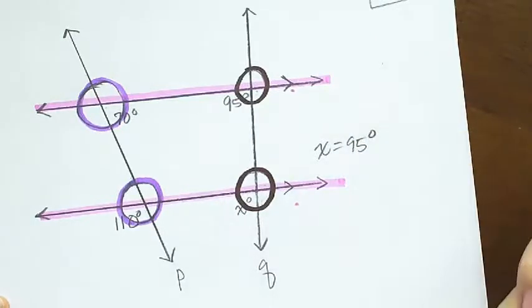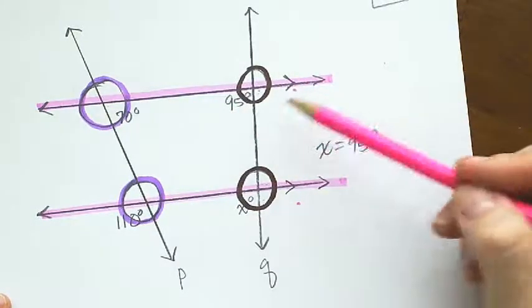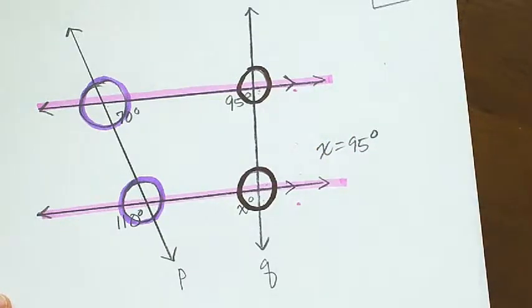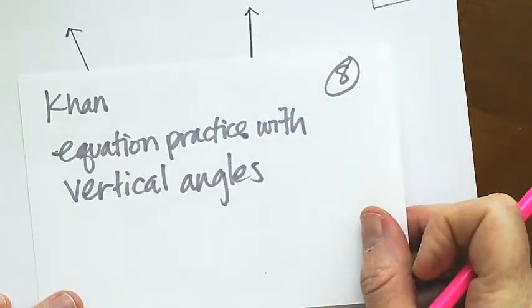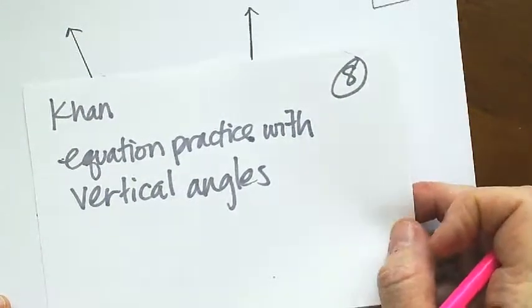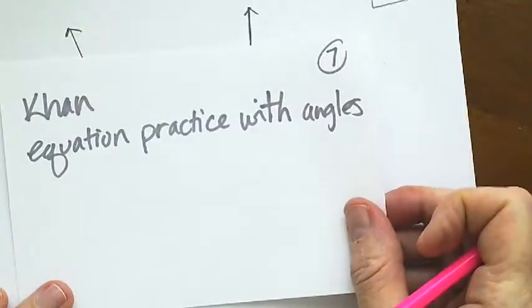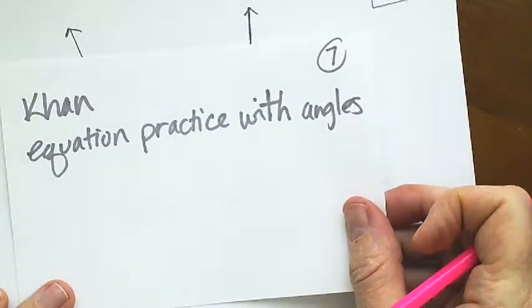Now that's kind of a hard one to do in your notebook, but you could draw that with a ruler and test yourself on that. If these are challenging, equation practice with vertical angles. Equation practice with angles is another one that will be a good one to practice with if you're struggling with this.